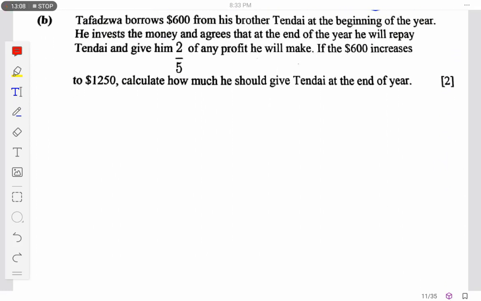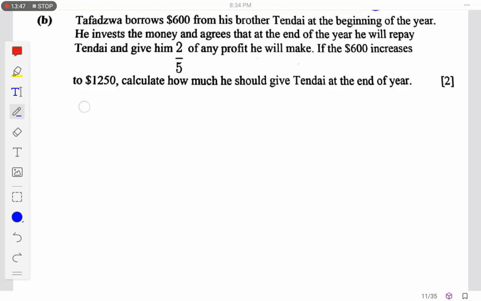We have Tafadzwa, who borrows $600 from his brother Tendai, and at the beginning of the year, he invests the money and agrees that at the end of the year, he will repay Tendai and give him 2/5 of any profit he will make. Then, if the 600 increases to 1,250, calculate how much you should give Tendai at the end of the year.